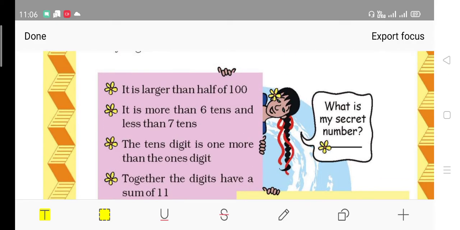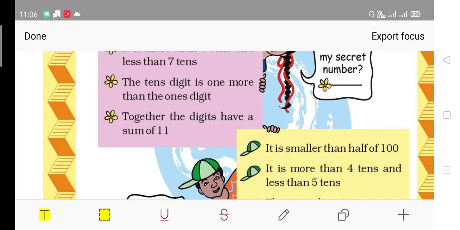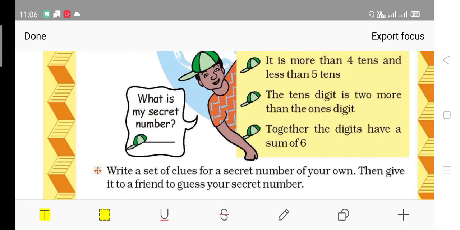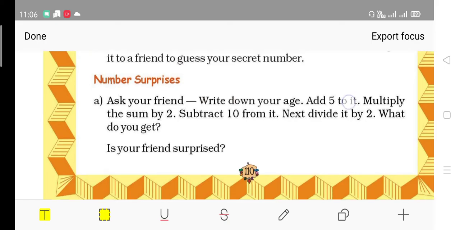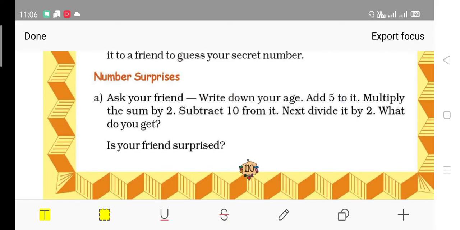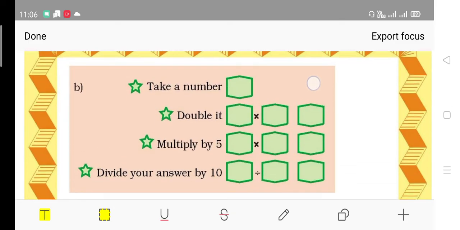Now here is some hundreds, and the largest half of 100, 6 more tens. These are the things which are mental calculations. Okay, so write down your age and add 5 to 8, multiply the sum by 2, subtract 10 from it, next divide it by 2. What do you get? Is your friend surprised? That means it's a trick that you go on giving the multiplication, addition and tasks to it, and you come to know about the answer. So this is how the magic has been played for you.